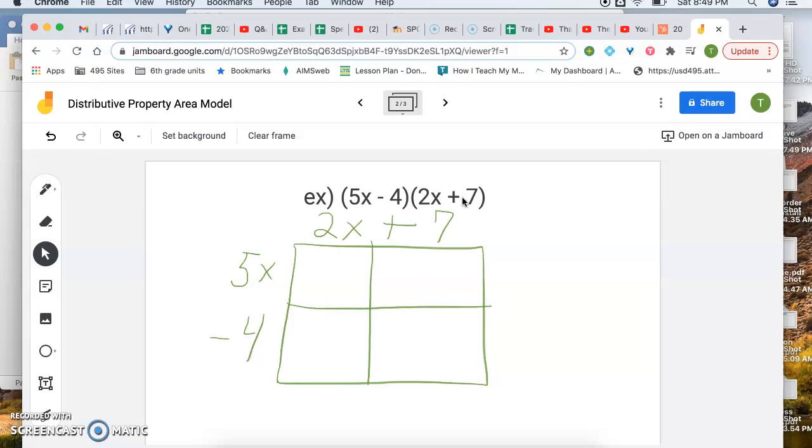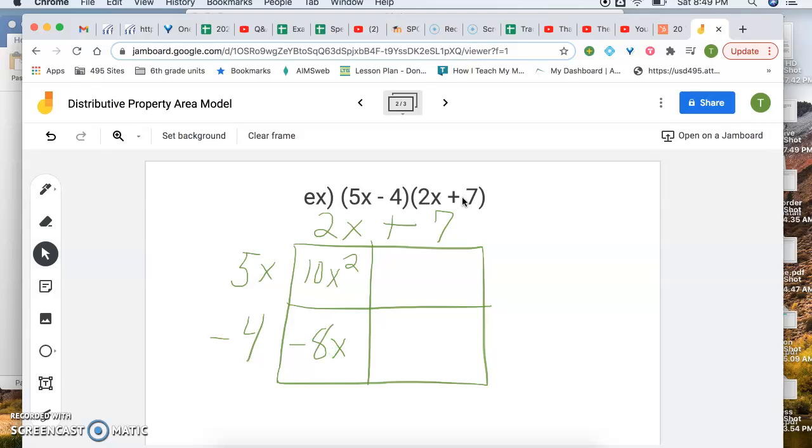This makes it very easy now to see that our 2x has to be multiplied by everything in the first binomial, and same thing with that positive 7. So once again, we have our 2x times 5x. It's going to give us this 10x squared. We got our 2x times negative 4. That will give us a negative 8x.